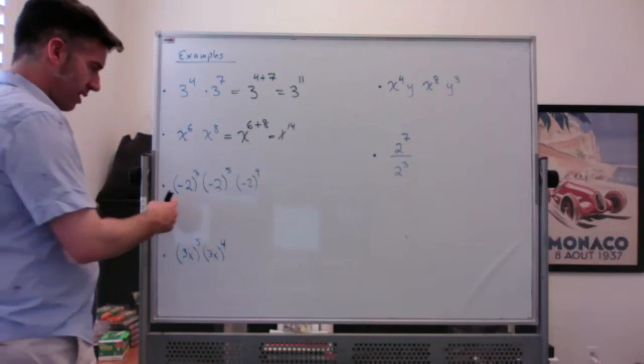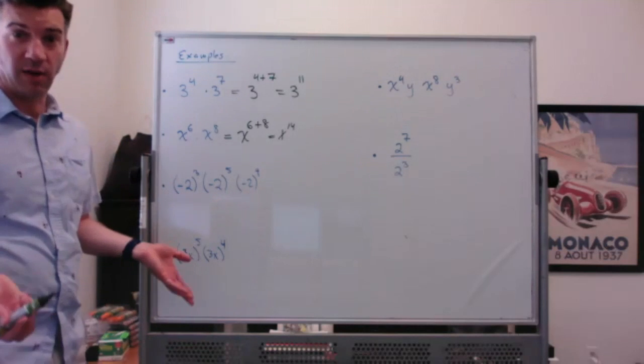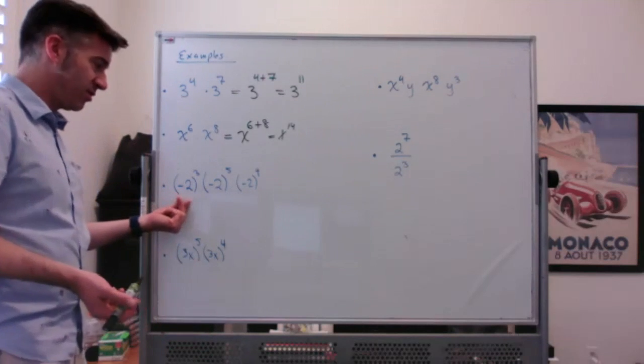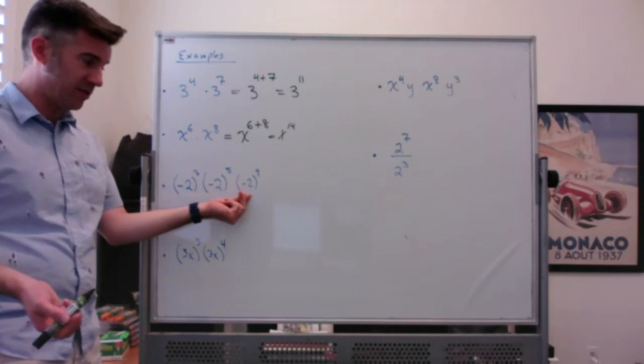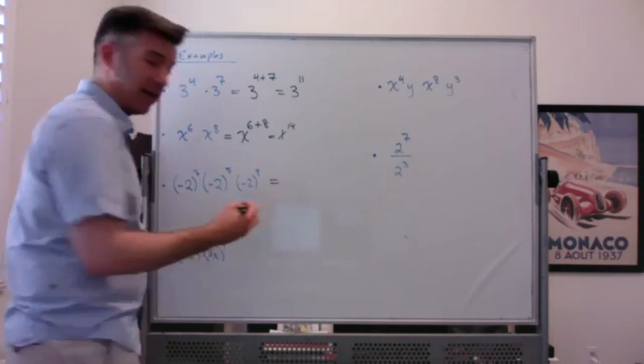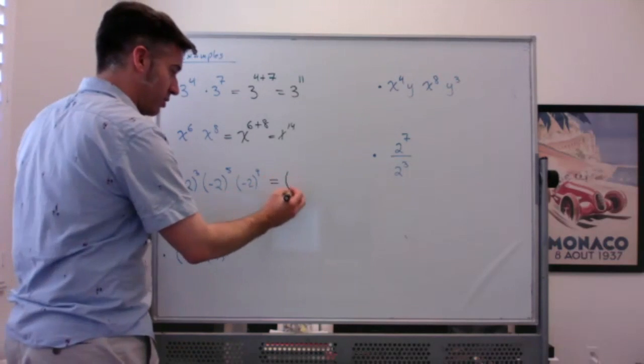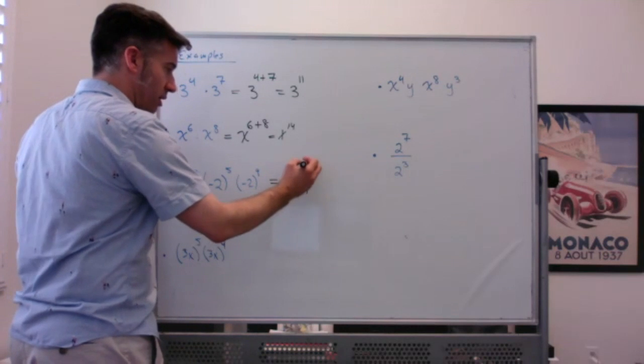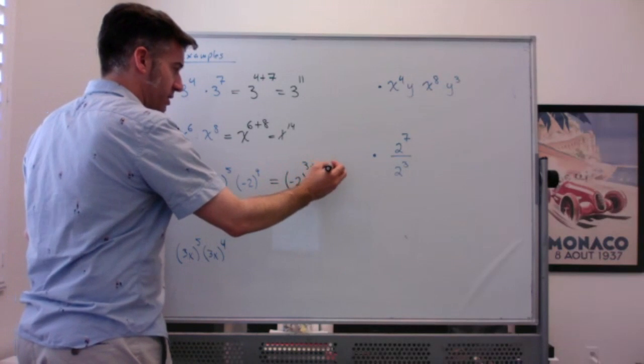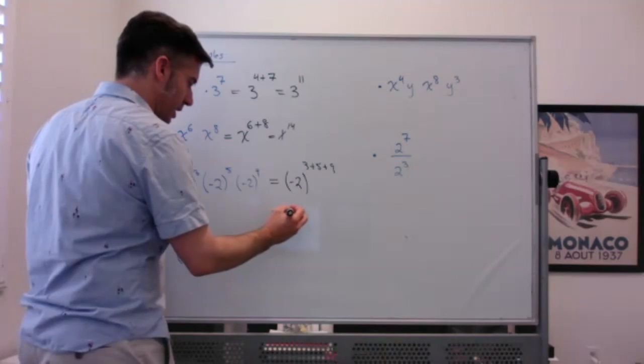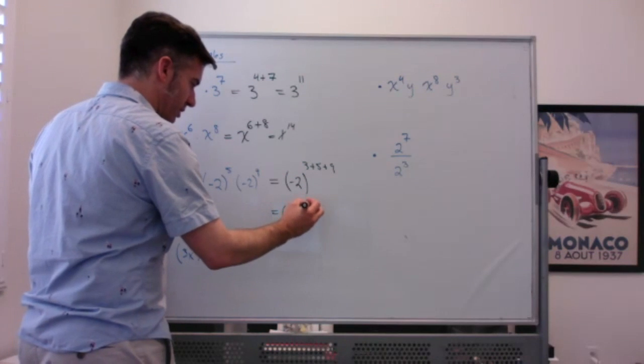And then something like this, again, it doesn't matter if the base is positive or negative. Negative 2 to the 3rd times negative 2 to the 5th times negative 2 to the 9th. We can have multiple terms, not just 2. That's going to be negative 2 to the 3 plus 5 plus 9, which is negative 2 to the 17th.